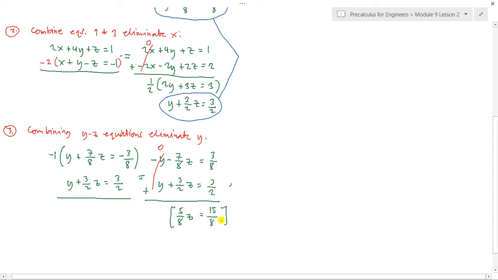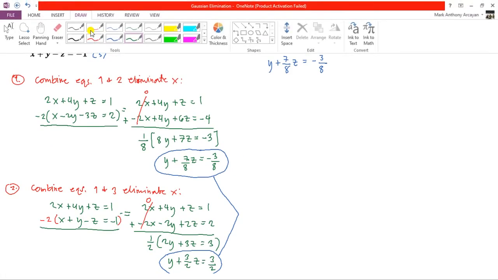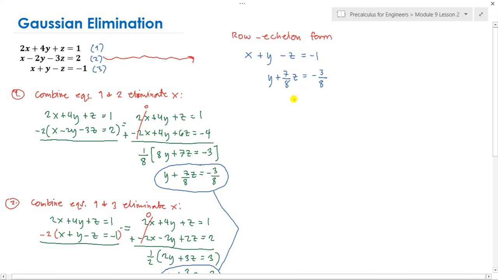And since what is required is only z, we multiply it by its reciprocal, 8 over 5, so that they cancel. So what's left is z equals 15 over 8 multiplied by 8 over 5. The result is 3. So our z is equal to 3. We now have our last equation for our row echelon form: z is equal to 3.